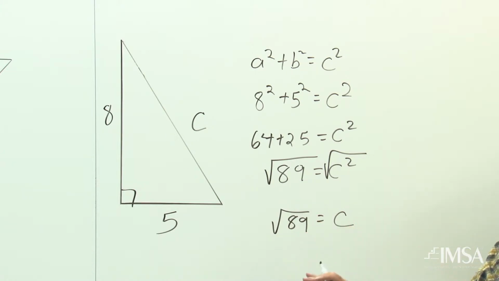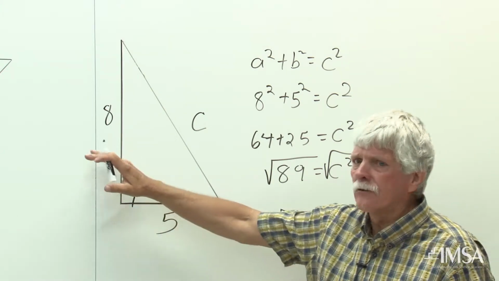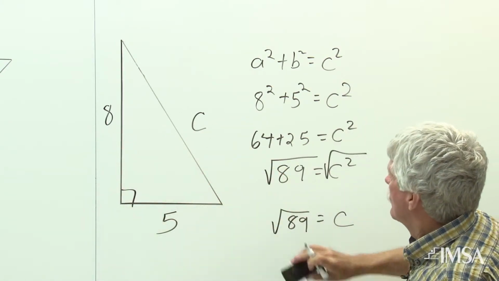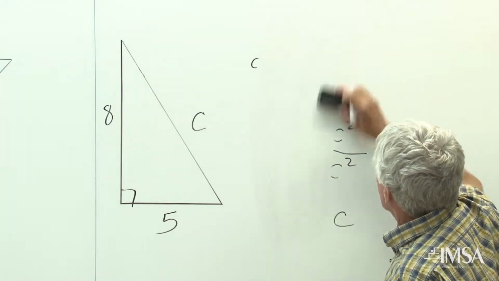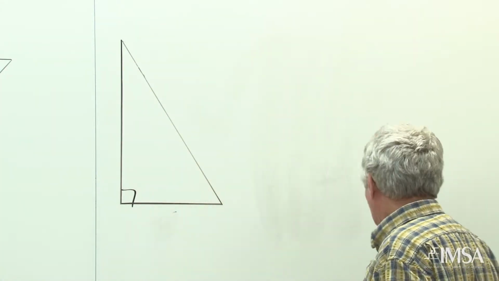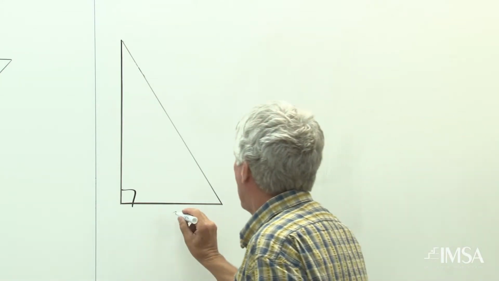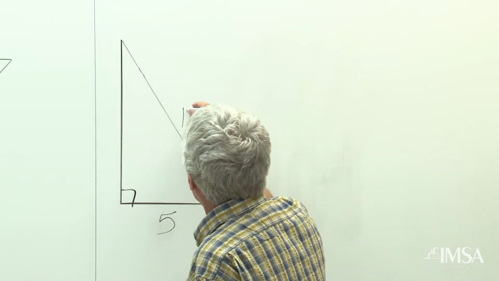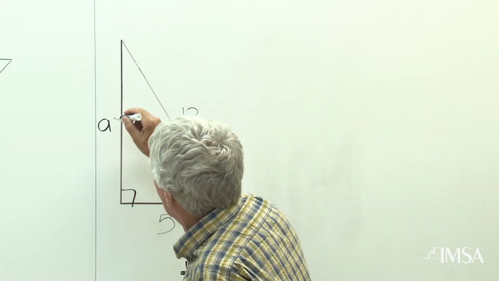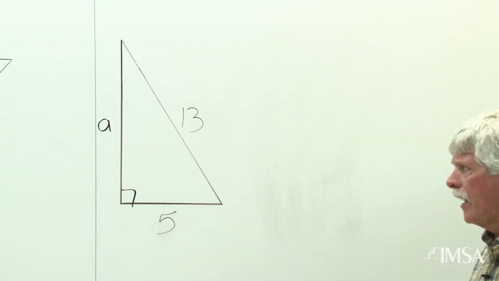Now I'm going to take one more and see how we can find out the length of a side if we know one of the sides and the hypotenuse. So let me quickly erase this, and I'm going to change my numbers. As a matter of fact, I'm going to leave one of them. I'm going to leave a 5 here. And my hypotenuse has a length of 13. My question is, how long is side A?